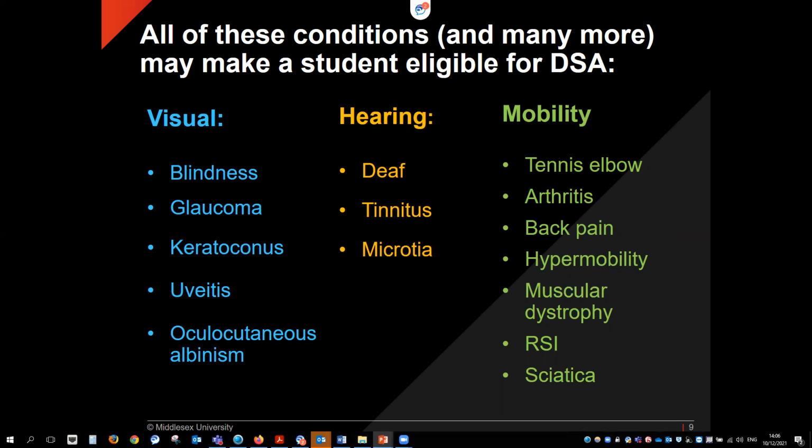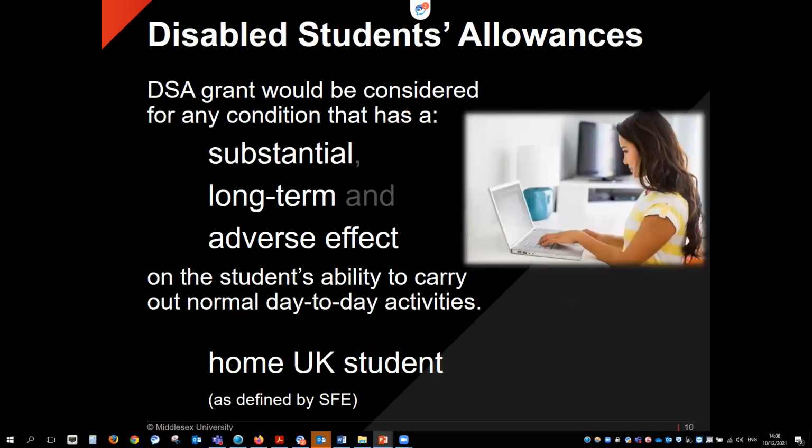So of course, we are not able to cover all of these here, but they fall into these categories: visual, hearing, mobility, SPLD, mental health, or long-term medical conditions. Okay, so let's go back to the DSA and see what it actually does. So the grant would be considered for any condition that has a substantial, long-term, and adverse effect on the student's ability to carry out normal day-to-day activities.